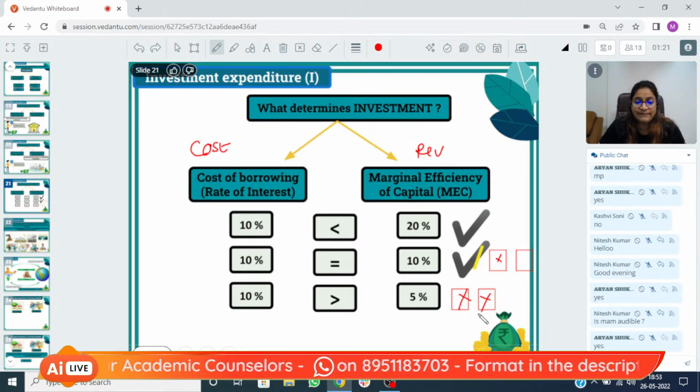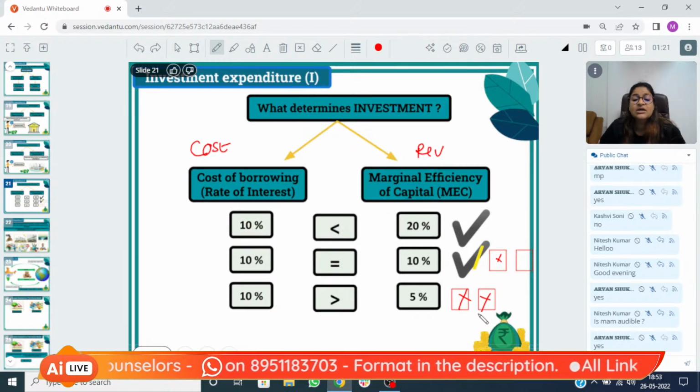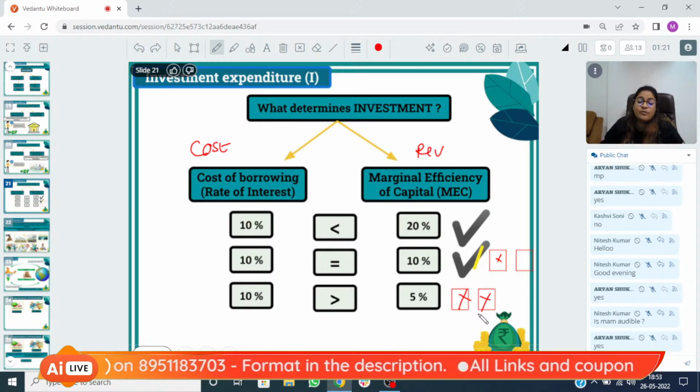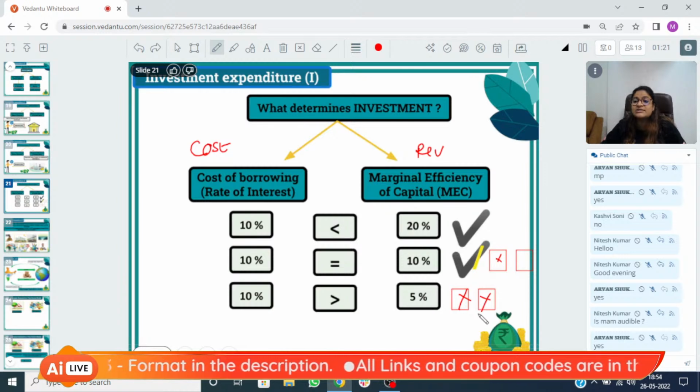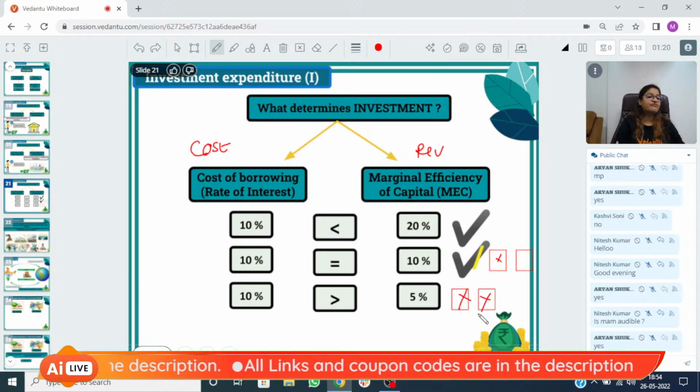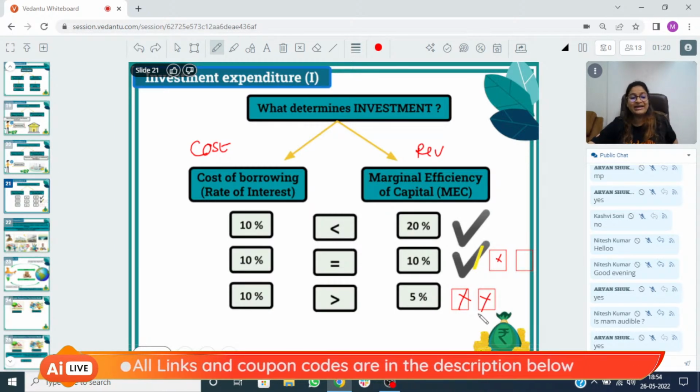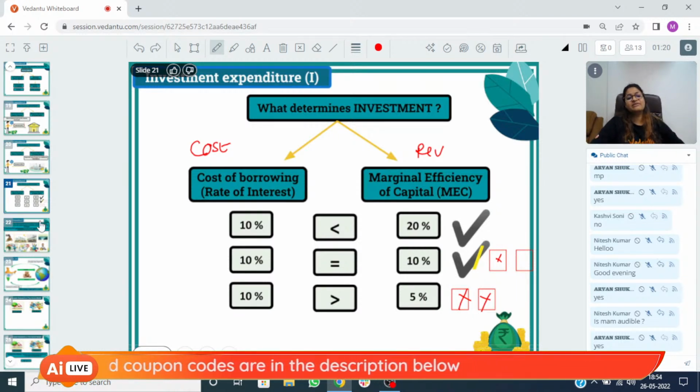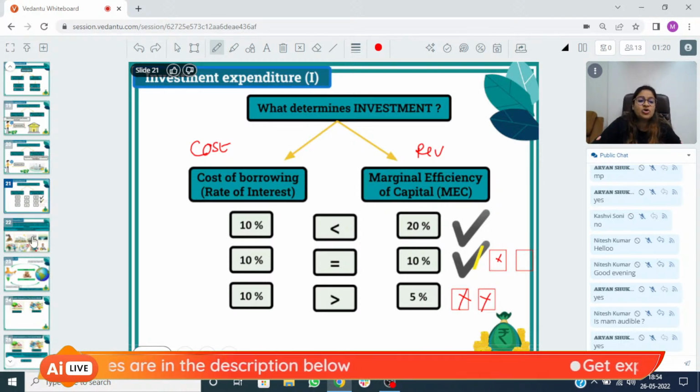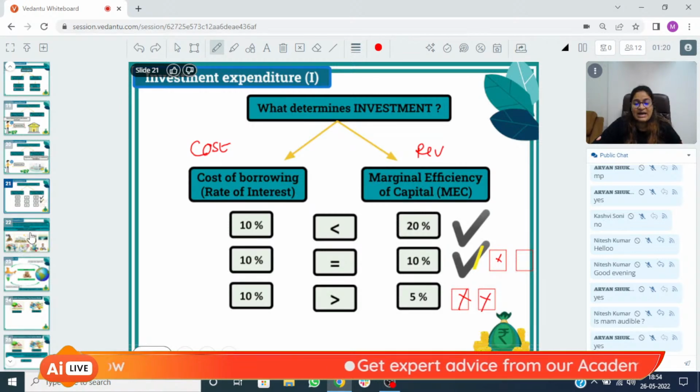Because of which, what is happening? Yes, you are paying money from your pockets. So this loan is not earning anything extra for you. Therefore, you will not take the loan. Correct, everybody? So investment is dependent on what? Two things: cost of borrowings and marginal efficiency of capital.